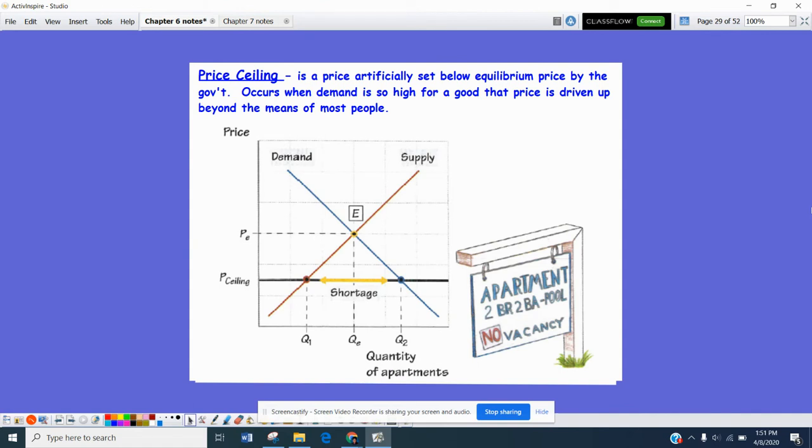So, price ceilings. This is an artificially set price that's below the equilibrium price by the government. And this occurs when demand is high for a good. That price is driven up beyond the means that most people can afford. In California right now, especially in the Bay Area of San Francisco, housing prices are astronomical, and hence there are price ceilings that have been set to control rents so that people who are working kind of low income jobs still can afford to have housing.